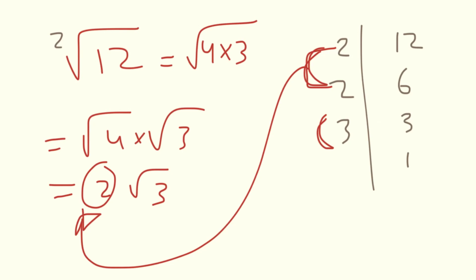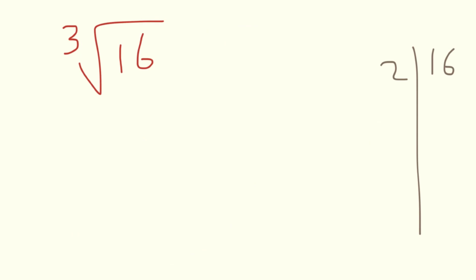So what if I want to simplify the cubic root, for example, of 16? What do I need to do? To factor the 16, right? Let's factor 16. Divide by 2 equals 8. Divide by 2 equals 4. Divide by 2 equals 2. That's it. So that's 2 times 2 times 2 times 2.